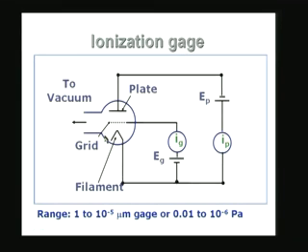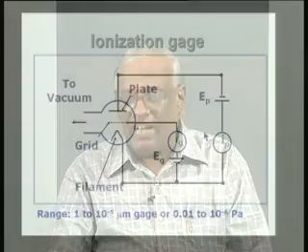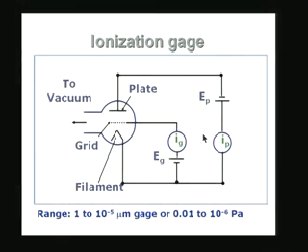As the number of molecules dwindles, comes down, the plate current is going to reduce, because the number of gas molecules available to be ionized is becoming smaller, and therefore, the plate current will become smaller and smaller as the vacuum becomes higher and higher. Therefore, the ratio of these two currents, the plate current to the grid current, is the crucial thing which is going to tell us the pressure. The range of this instrument is only 1 to 10 to the power of minus 5 micrometer gauge, or 0.01 to 10 to the power of minus 6 pascals. Very, very high vacuum, or very, very low pressures, we are talking about.